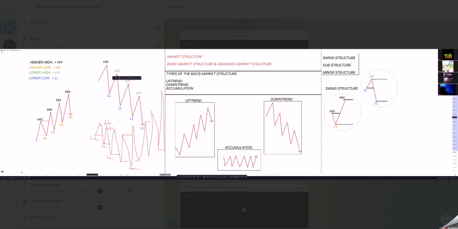I hope you actually understand that. Now let's go to a chart example. I want to give you guys a chart example for that. First, I want to clear this.